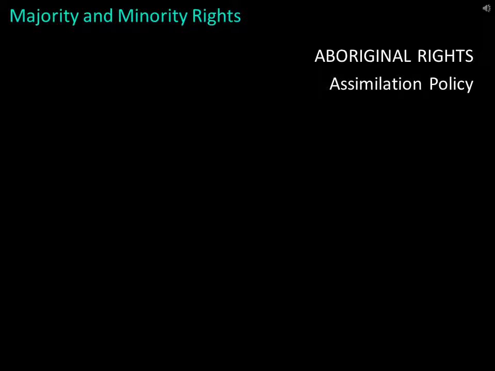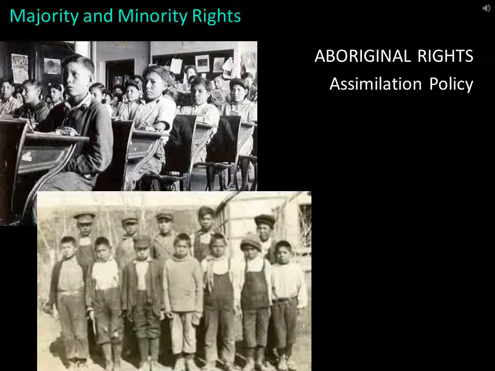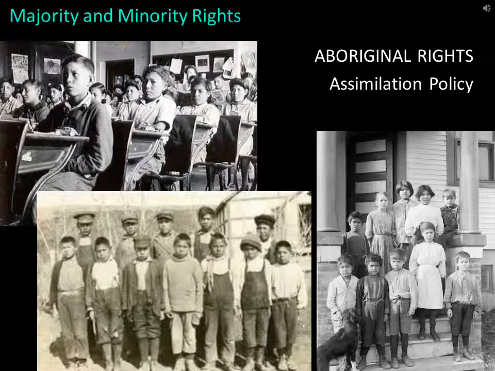Assimilation policy. Starting in 1830, the government operated under a policy of assimilation, which was justified as being in the best interest of the Aboriginal people who were seen to be dying out after the introduction of European diseases. The policy included removing children from their villages and placing them in church-run residential schools, where they were forced to speak English and learn European ways.